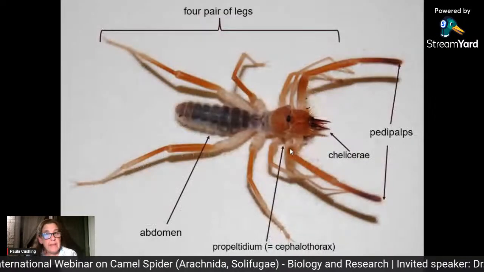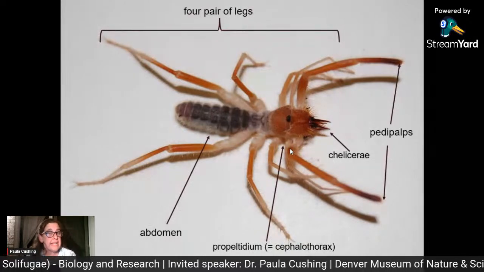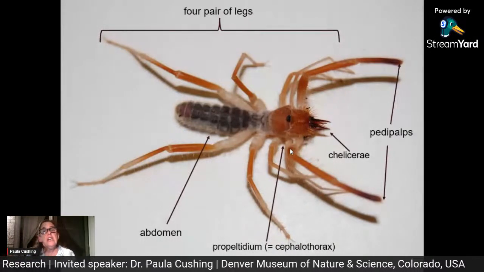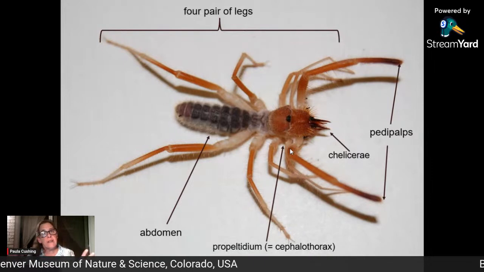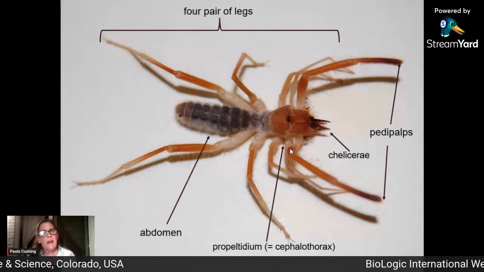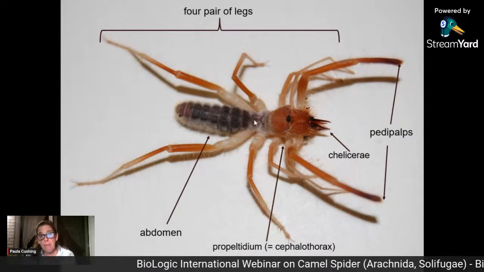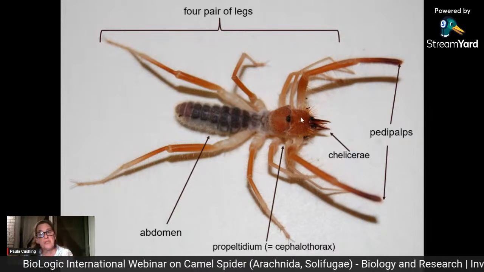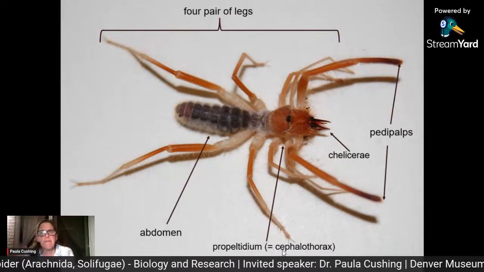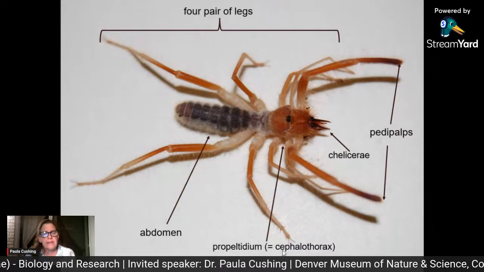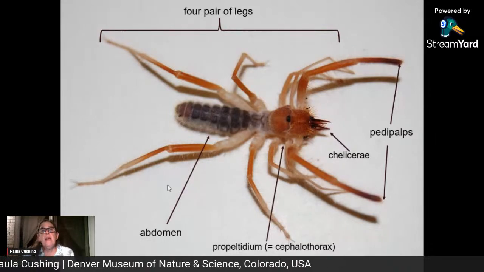So as I mentioned, my lab also has done some research on different morphologies, different anatomical, morphological characters. In order for you to understand some of these studies that we've done, you have to understand the general body plan of a camel spider. So camel spiders, like most other arachnids, have 2 major body parts. The head region of a solifuge or a camel spider is called the propeltidium. That's analogous to the cephalothorax of other arachnids. The second major body part is called the abdomen. So the propeltidium and the abdomen.